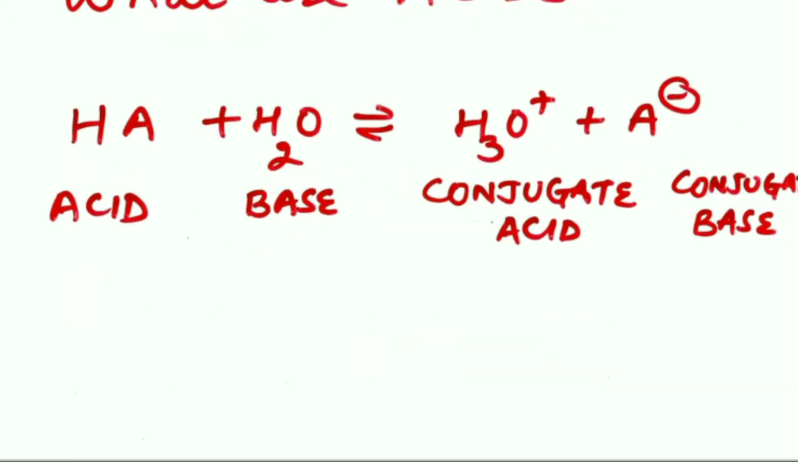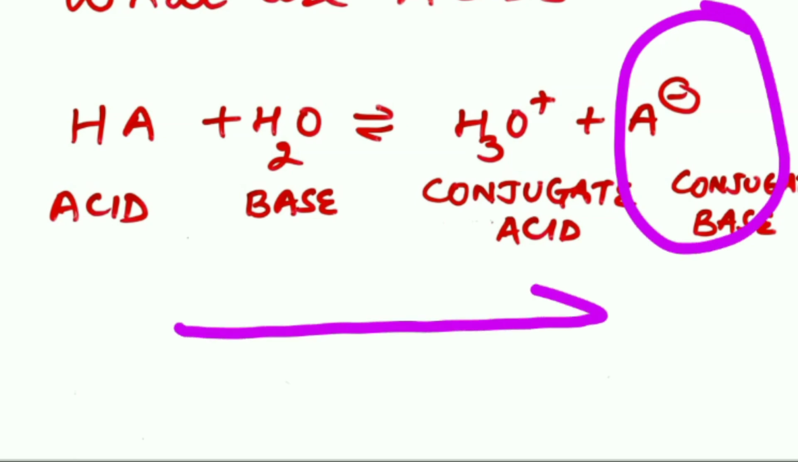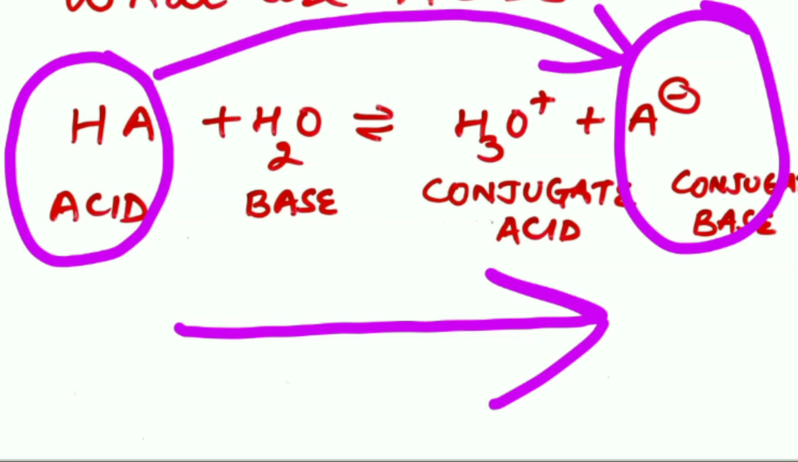So for an acid to be acidic, the corresponding A negative ion should be stabilized. Then only this equilibrium will move towards forward direction. So for any acid to be acidic in nature, its conjugate base should be stabilized, either due to the inductive effect, or it could be resonance effect, or could be any type of effect.